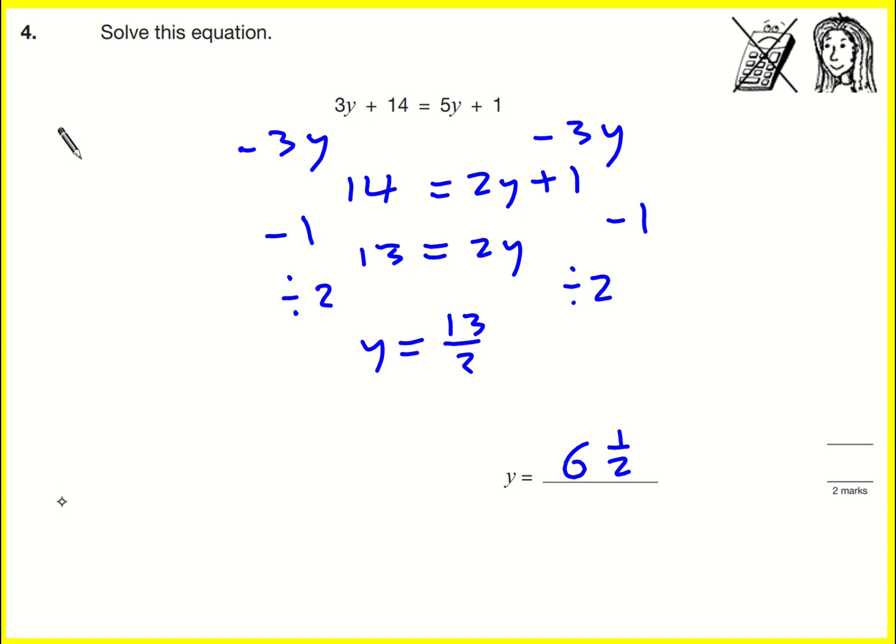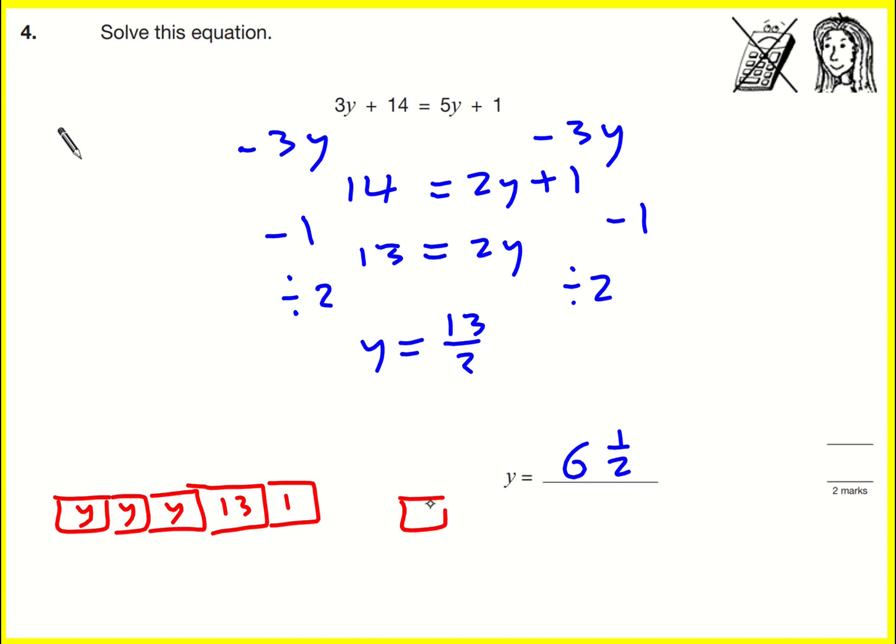Another way you could have done this would be to have done it visually using a bar model. So this will explain the steps I just did above. 3y, and then I've got 14, which I'm going to write as 13 and 1, and that's equal to 5 lots of y. So they're balanced essentially, and then what I've done is got rid of a y from both, one at a time, and that is the same as me minusing 3y.